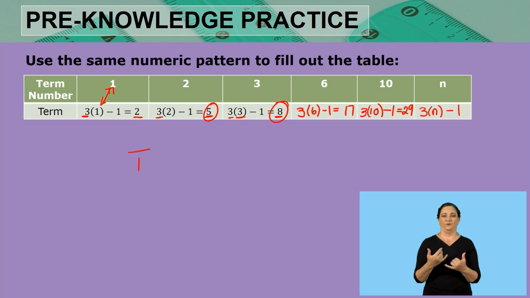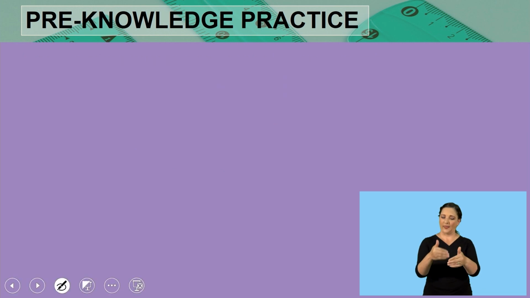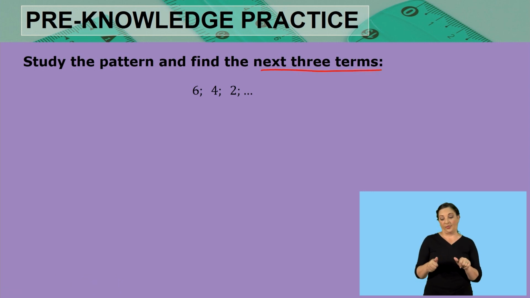So that means that for any term here, we would take 3, multiply it by the term number, and then subtract 1, and that is our rule for this pattern. Let's look at another pattern where we are required again to find the next 3 terms. So we have 6, 4, and 2, and that pattern continues. Can you get the next 3 terms from that?